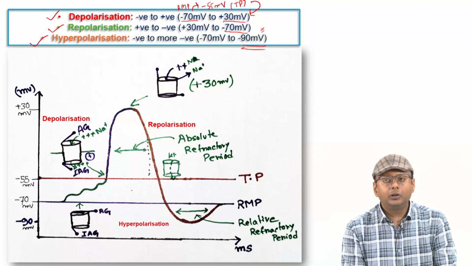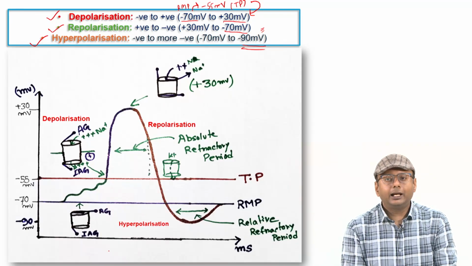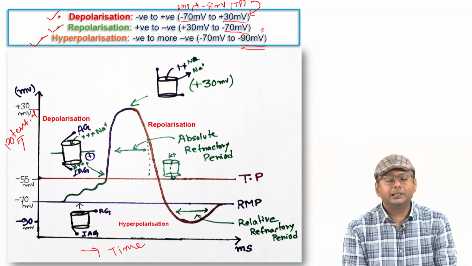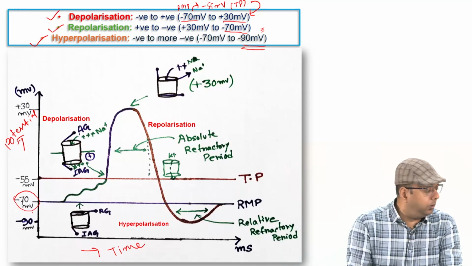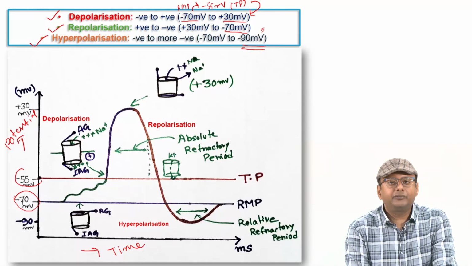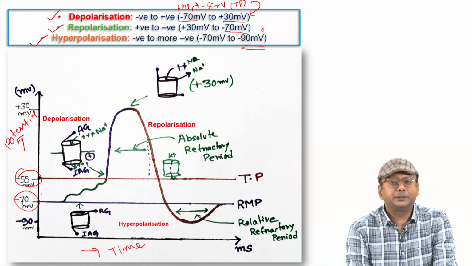Now let's see the whole thing in the plot, where we have the x-axis, which is the time in milliseconds, and the y-axis, which is the potential. Let's see the different levels. This is the resting membrane potential, which was minus 70 millivolt, right? And then this is minus 55 millivolt, which is the threshold potential, right?